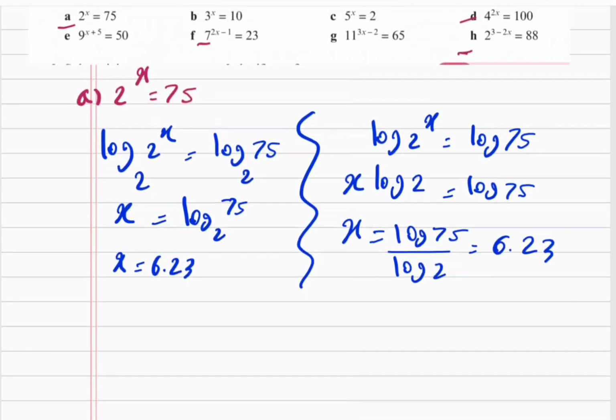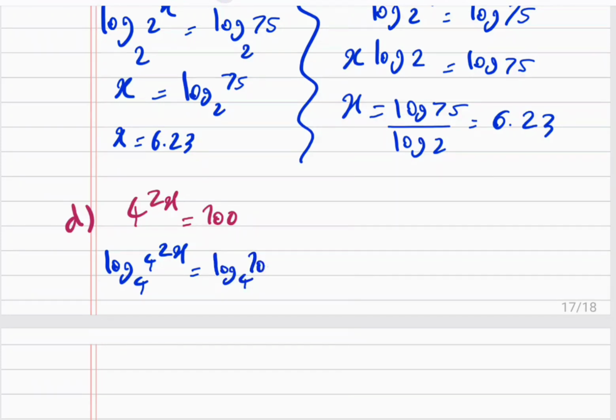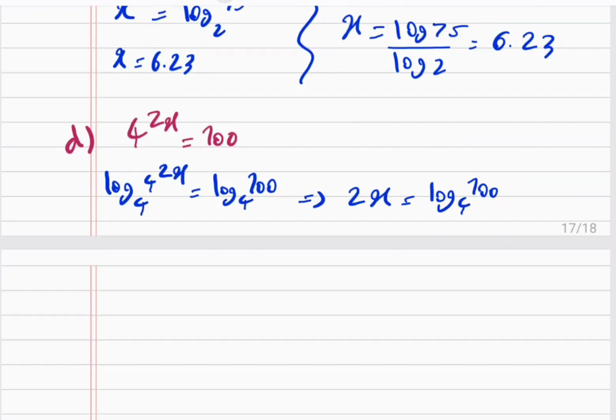With that said, now let's do part D. In part D, we have 4 to the power of 2x is equal to 100. I'm going to take the log base 4 of both sides. So we'll have log base 4 of 4 to the power of 2x is equal to log base 4 of 100. On the left hand side, log base 4 of 4 is 1, so we get 2x is equal to log base 4 of 100. We divide both sides by 2, so x is equal to log base 4 of 100 divided by 2, and the answer is 1.66 to three significant figures.